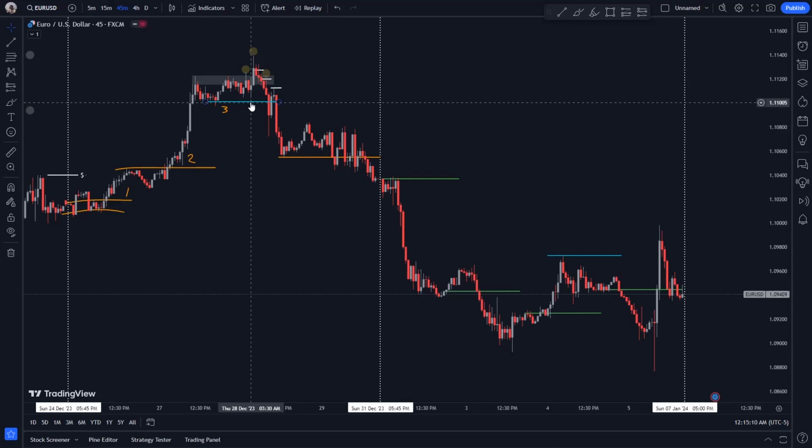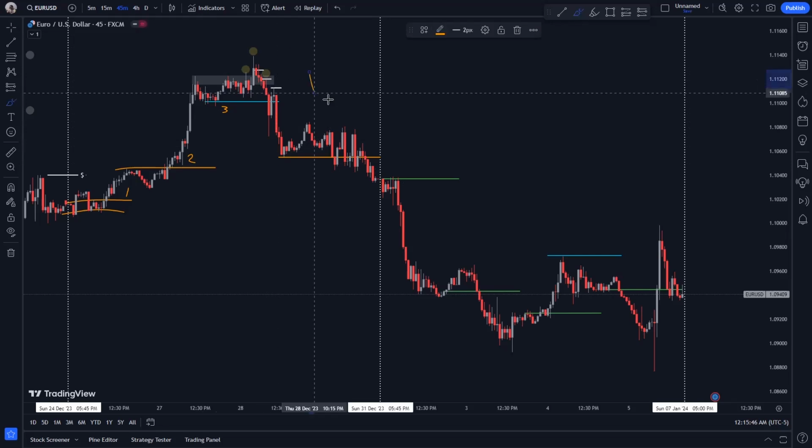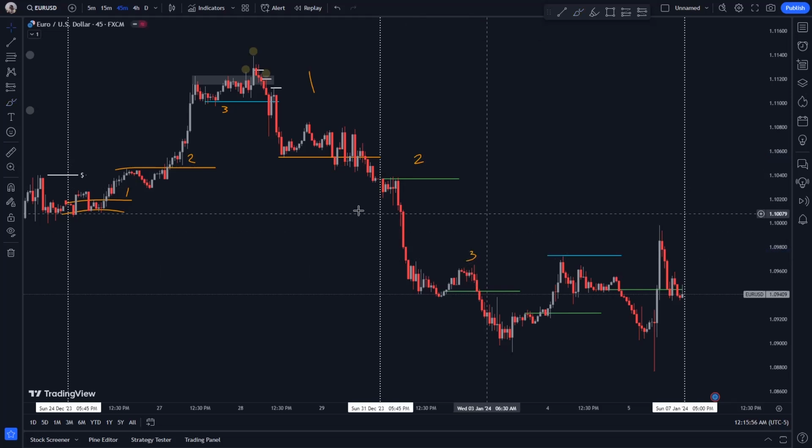Again, level 3 behavior, and we had 3 hits to the high. A lot of manipulation. The trade breaks, retests, so there's another entry chance. This is level 1, this is level 2, and this is level 3 in terms of the drops.